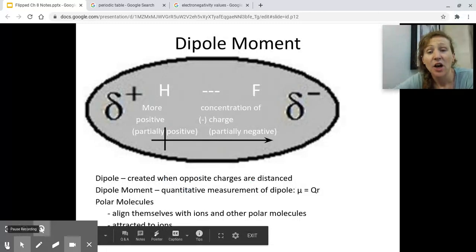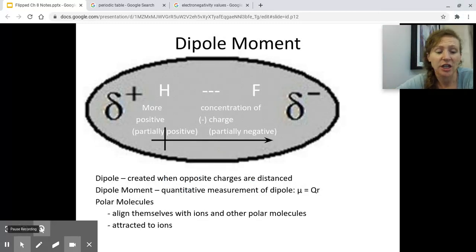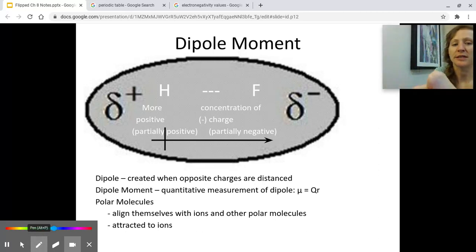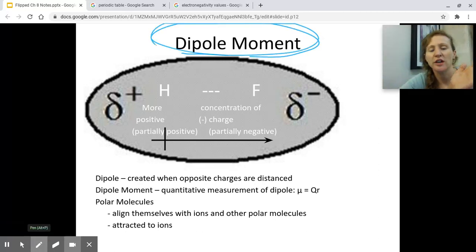Okay, so when this bond is not shared equally, it results in what's called a dipole moment. A dipole moment represents the shift that occurs. We represent a dipole moment with an arrow. You can see my arrow down here. The arrow points towards the partially negative side, and the opposite end points to the partially positive side. Just a reminder that this symbol means partially. So a polar molecule doesn't have a complete charge, it has a partial charge.